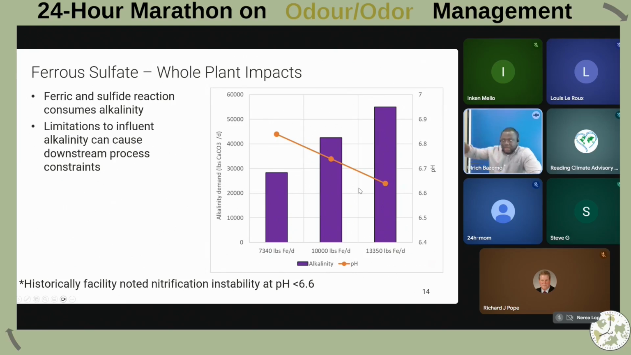As your pH goes down, you increase your alkalinity demand. The plant has historically had issues with pH dropping to around 6.6. With that level, we are able to see that with a dosing rate of 2 and 3, we're pretty good there. But if we increase the dosing rate to 4, we might get to that limit, and that can potentially cause issues for the nutrient removal.